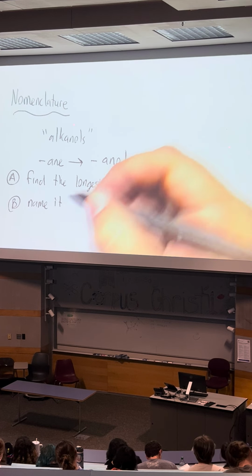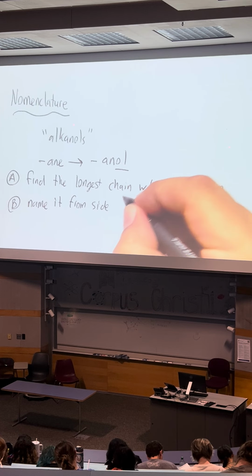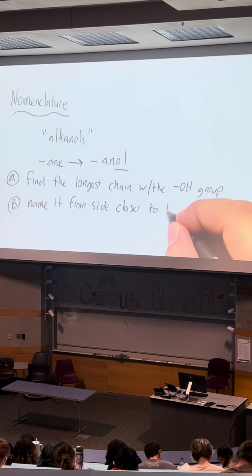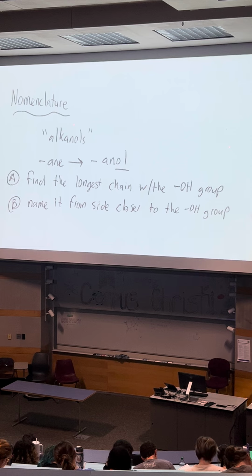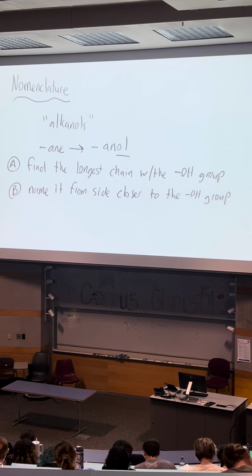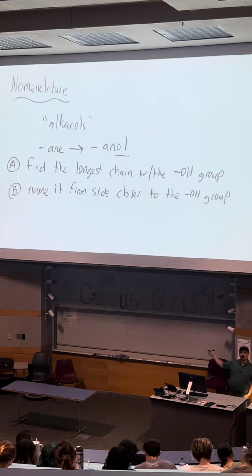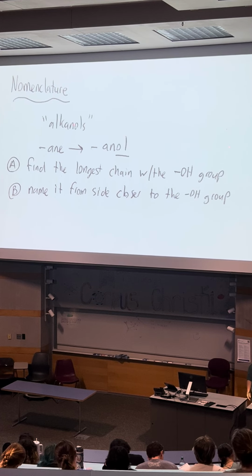Once you figure that out, we're going to name it from the side closer to the hydroxyl group. Right? So that's also an indicator that, hey, we're going to be numbering it with carbon 1 being the carbon that's directly attached to the alcohol. And then we'll go from there.